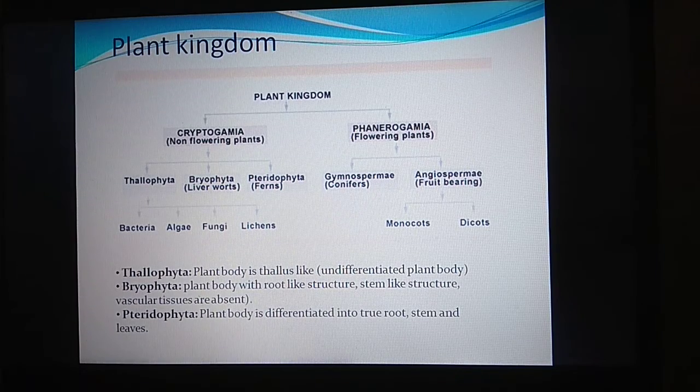Then second is bryophyta, the plant body that contains root-like structure, stem-like structure, and vascular tissues are absent. So here you can see it is showing the root-like structure, stem-like structure. It is not a proper root or proper stem, it is a root-like structure.